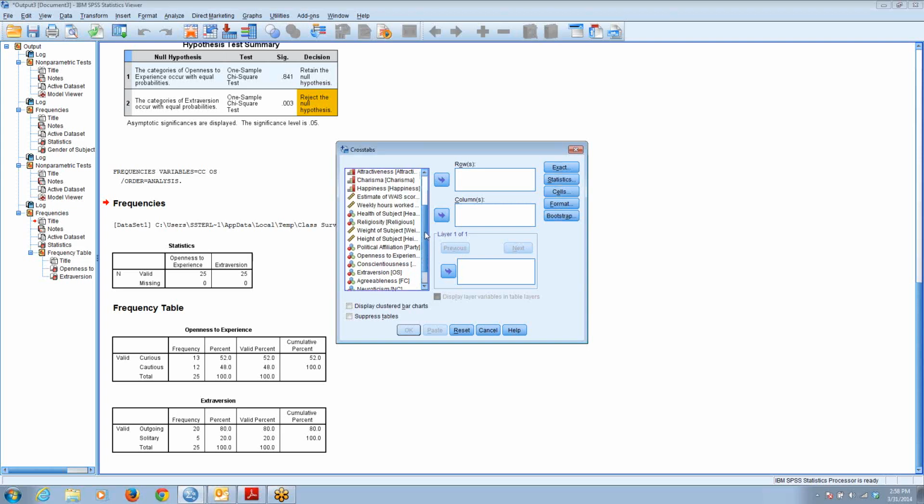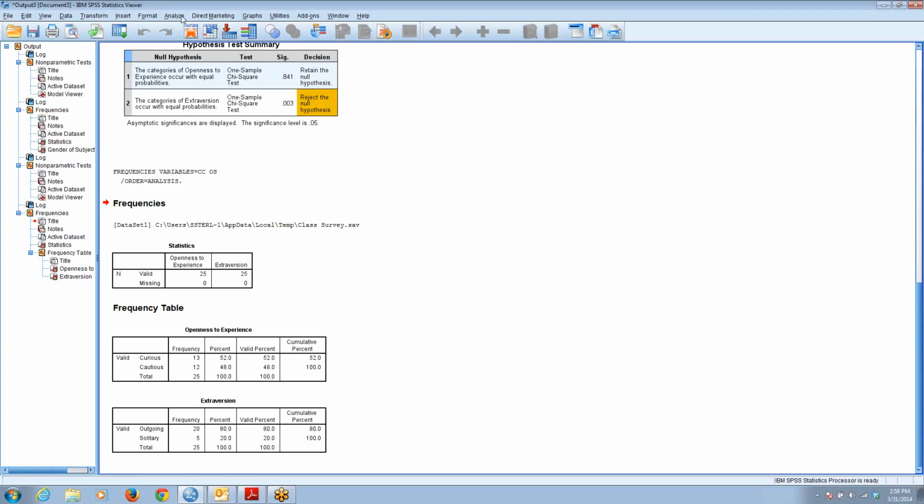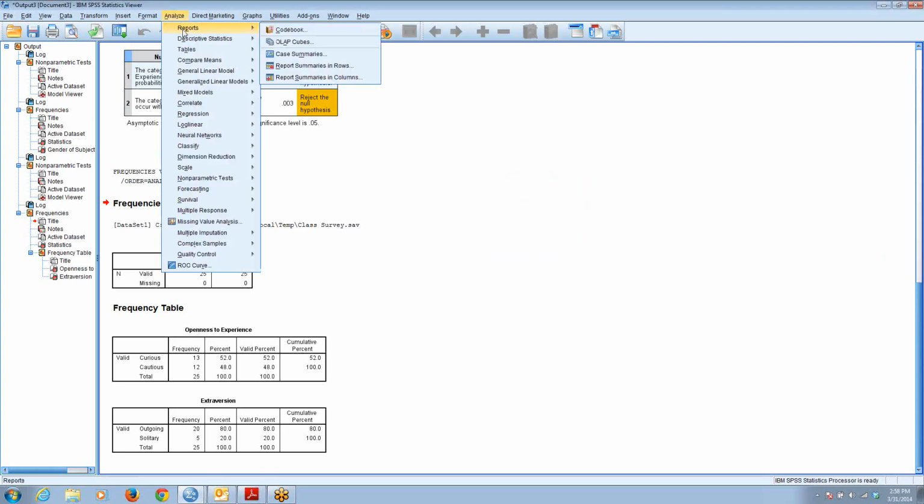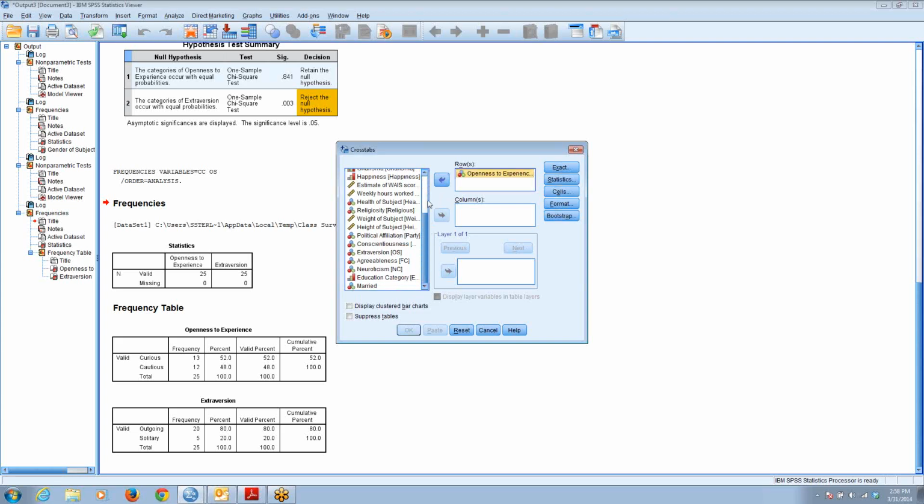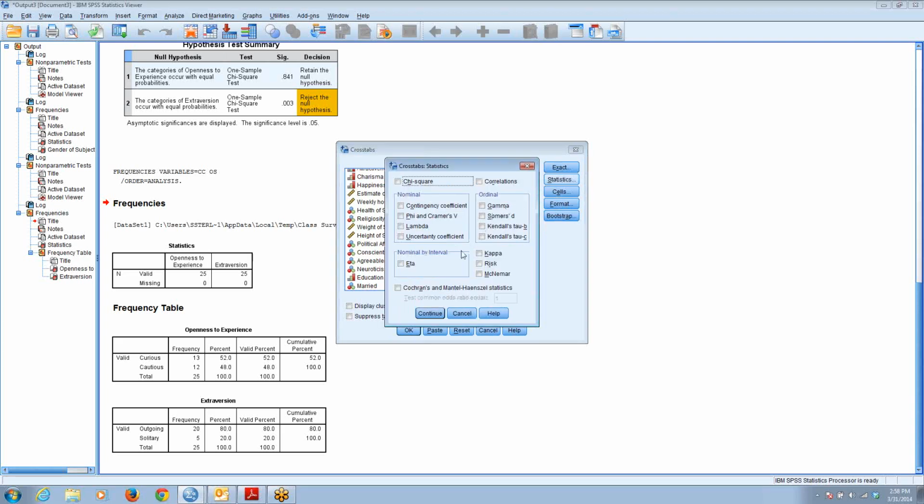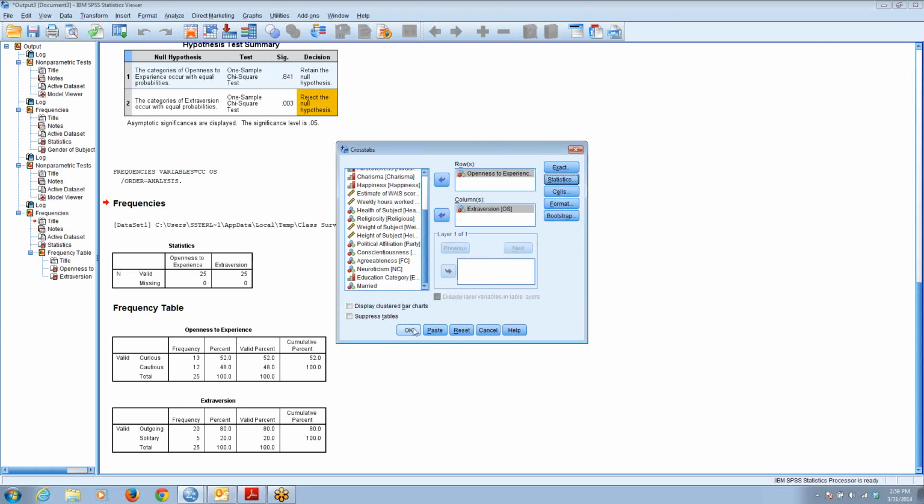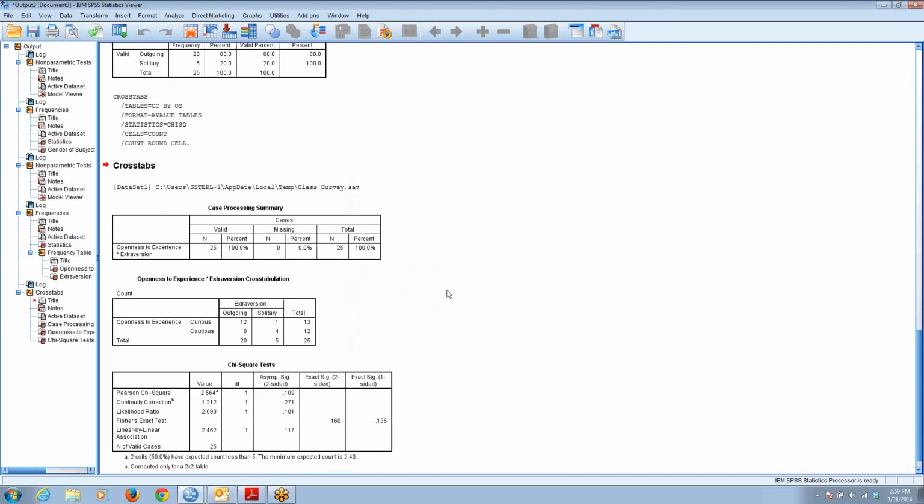And I think I just found it strangely under, okay, here, check this out. So you go to descriptives and you go to crosstabs, okay? And then for row, we'll say openness to experience. And for columns, we'll say extroversion. And then look at statistics and click on chi-square and then hit continue and then hit OK.